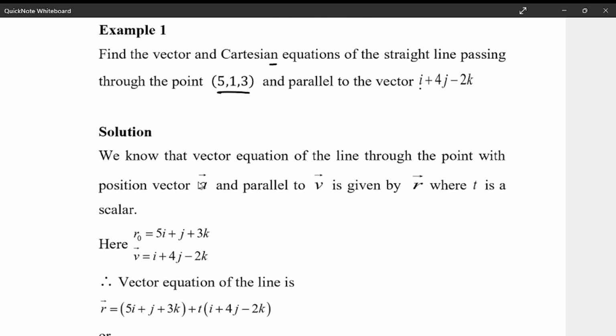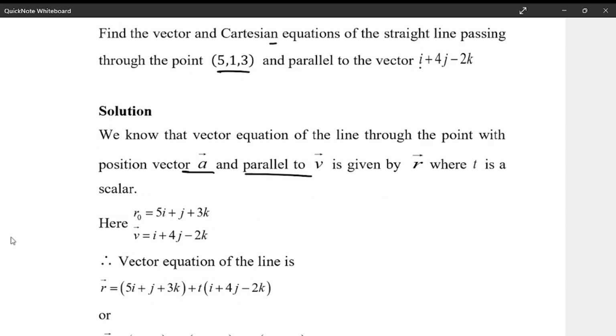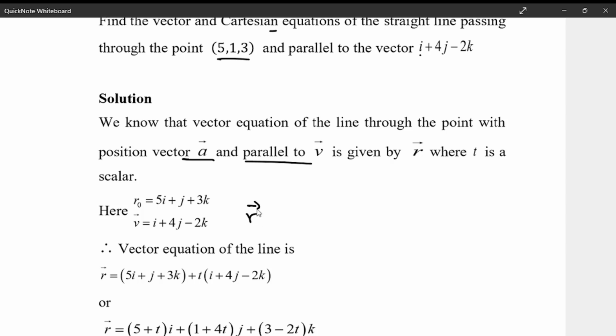Okay, so we know that the vector equation of the line through the point with position vector A and parallel to the vector V is given by R = A + tV, where t is a scalar. Now let's make the substitution.